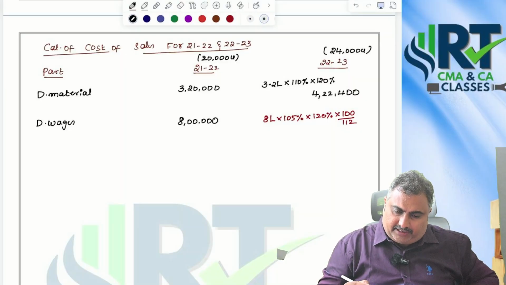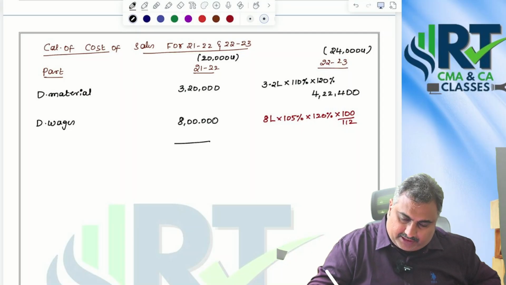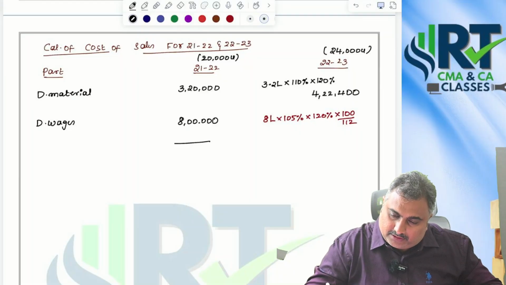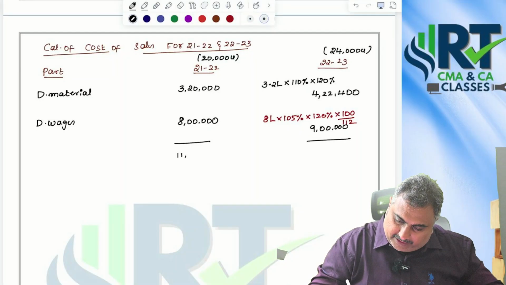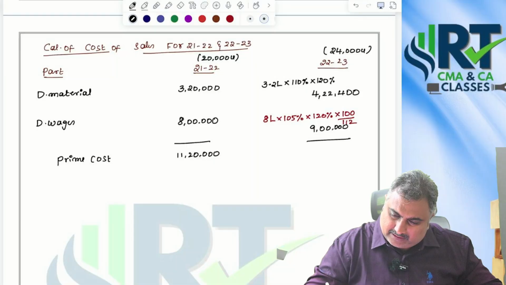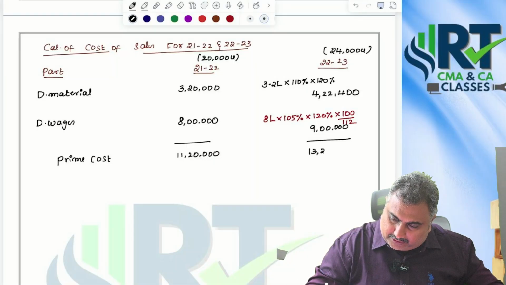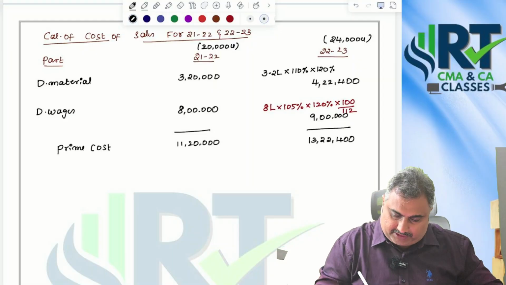Next, do you have any direct expenses? No. After adding these two, we get 9 lakh 20,000 for direct wages. Then 11 lakh 20,000 will be your prime cost, and 13 lakh 22,400 will be your prime cost for 22-23.